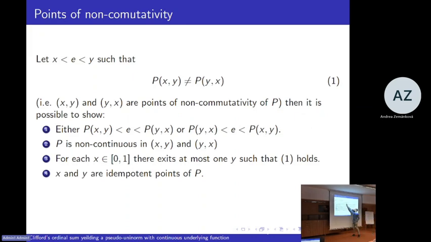Moreover, it can be shown that x and y are idempotent points of a pseudo-uninorm. And lastly, but not least, since they are idempotent, the value has to be x or y. Note that in this case it's just the projection on the first coordinate, since x does not commute only with this y, and otherwise it commutes, or the projection on the last coordinate, and that's in this case, which isn't written there.